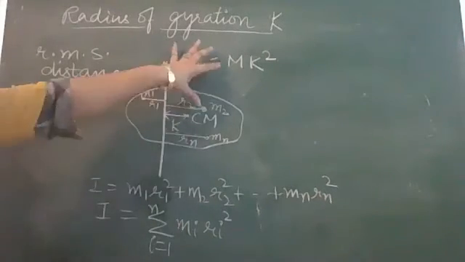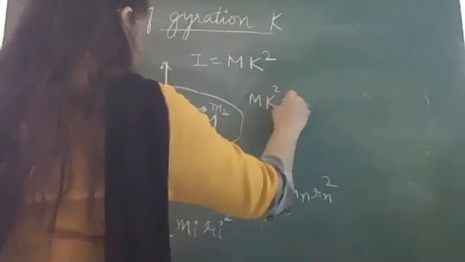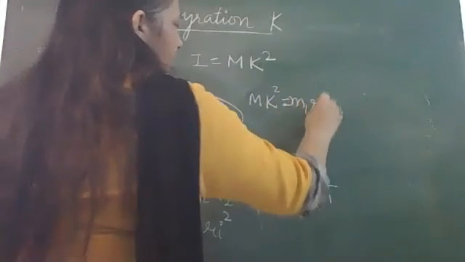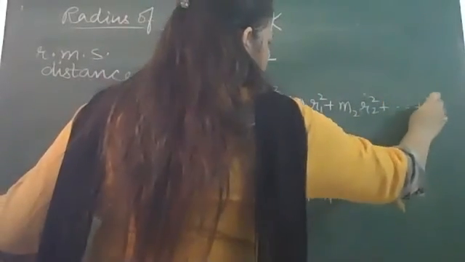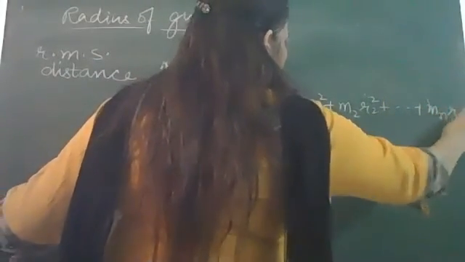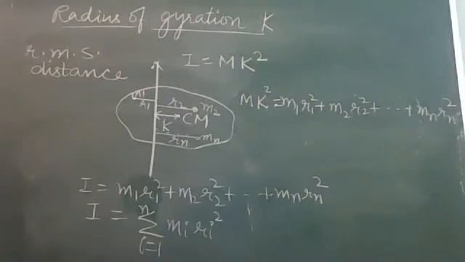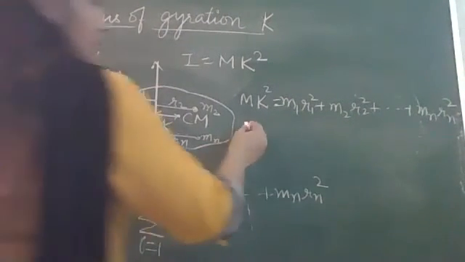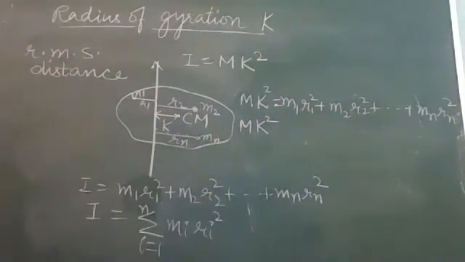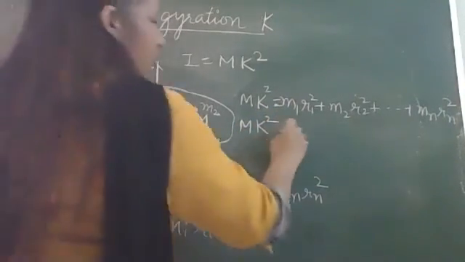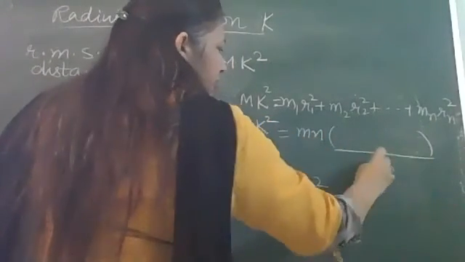Let us equate both the equations. Mk square is m1 r1 square plus m2 r2 square, and so on up to mn rn square. All right. If we take the masses to be the same, take out m, then multiply and divide the right-hand side by n, the number of particles.